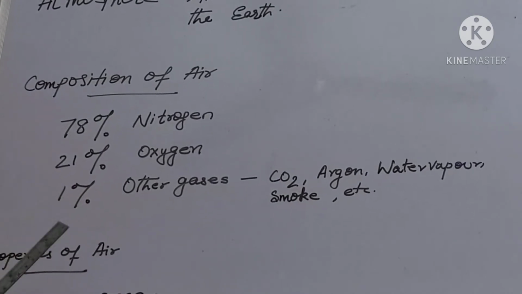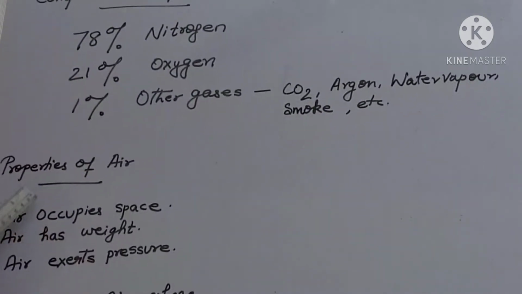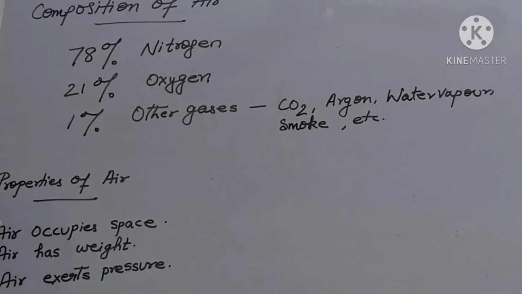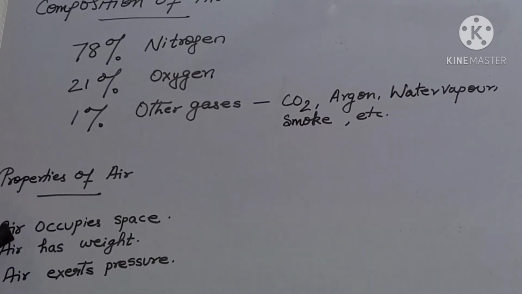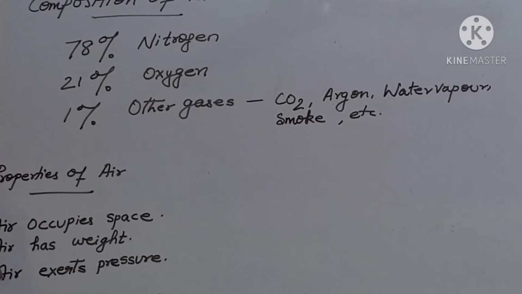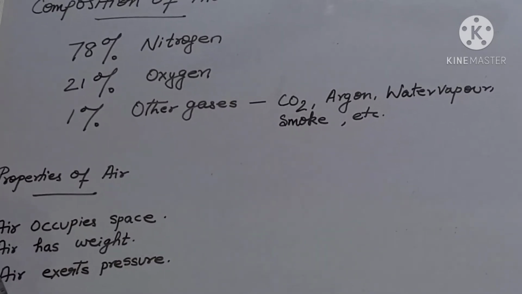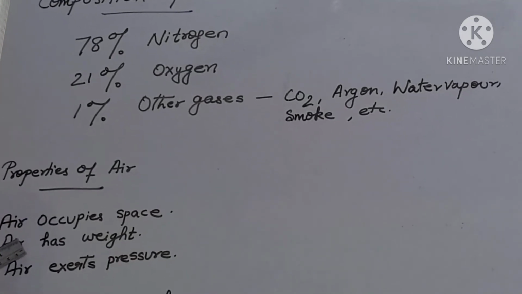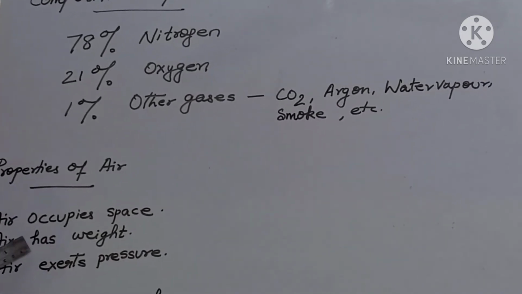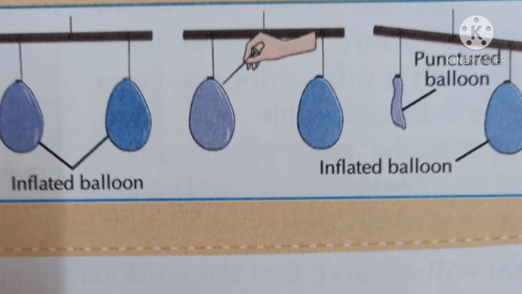Now we will learn the properties of air. These are the three basic properties of air. Air occupies space, air has weight and air exerts pressure. First we will see air has weight. We will see that air has weight by doing an interesting activity.